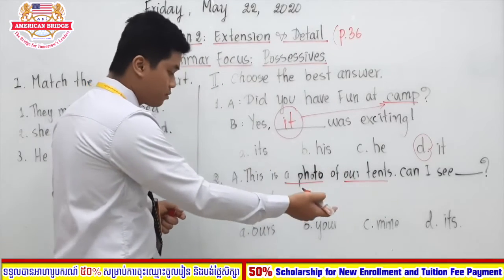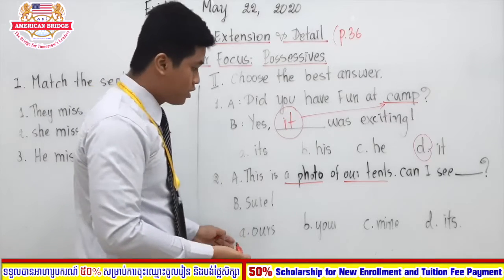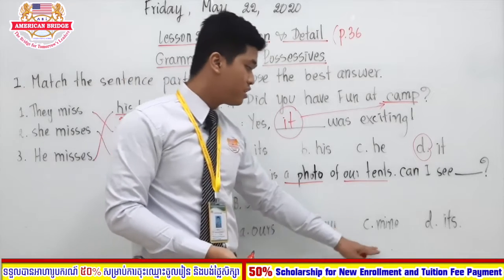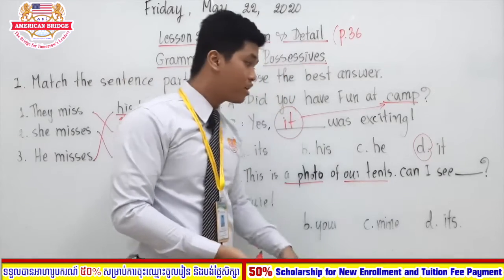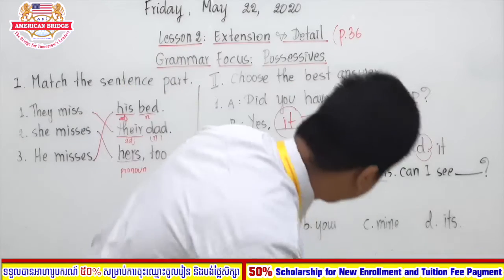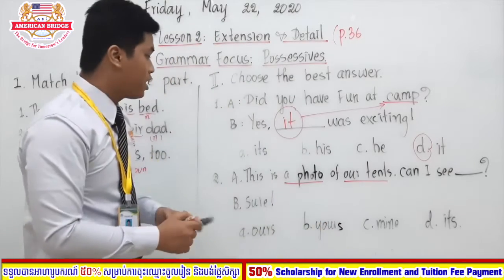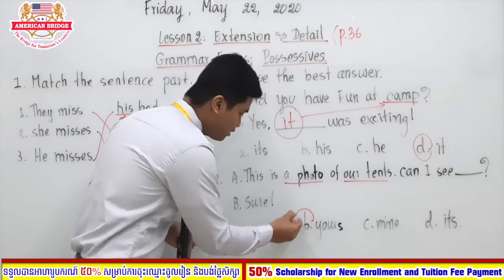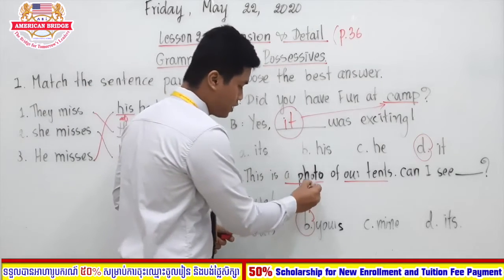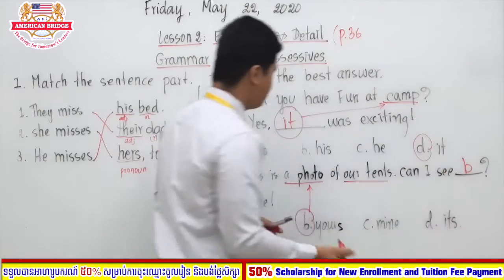Can I see our? Is it correct? Ask yourself: no. Can I see yours? Can I see mine? Can I see it? Okay, the correct answer is, oh, sorry, I forgot to add s here. Okay, add s here. The correct answer is B. Can I see yours? Which means your photo. So the correct answer is B.